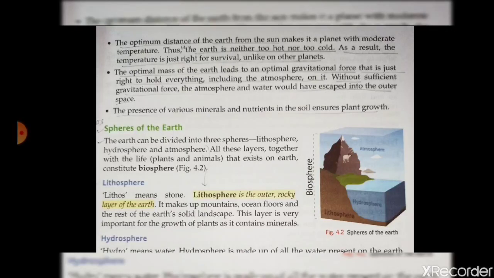The optimal mass of the earth leads to an optimal gravitational force that is just right to hold everything, including the atmosphere, on it. Without gravity, the atmosphere and the water would have escaped into the outer space. The presence of various minerals and nutrients in the soil ensures plant growth. So thus, these are the different factors that make Earth a unique planet.